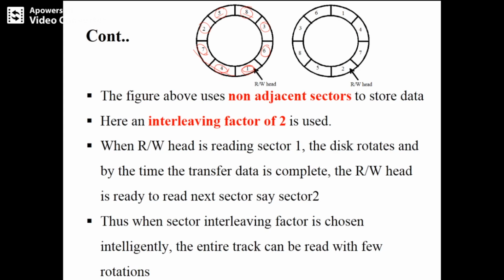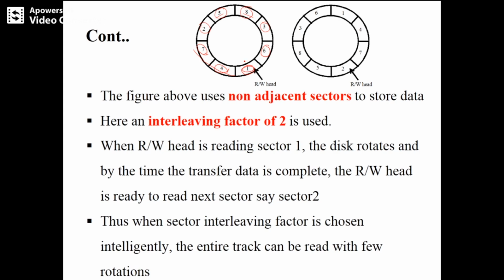It might not be 2, it depends on the structure of your disk. It might be 3, it might be 4, it might be anything. Okay, that thing we have to decide. So in my example, if I leave 2 sectors, then there might not be any rotational delay. So I will decide my interleaving factor.